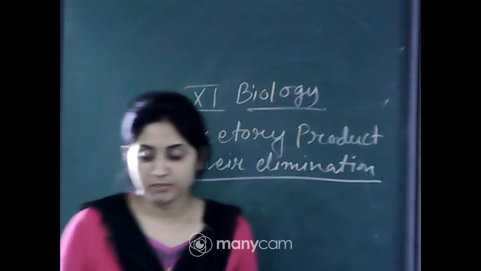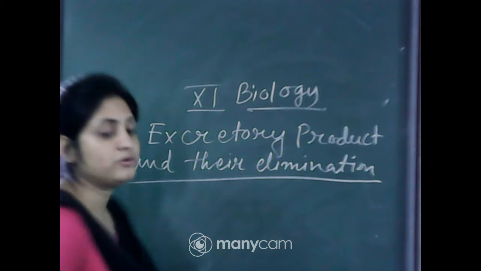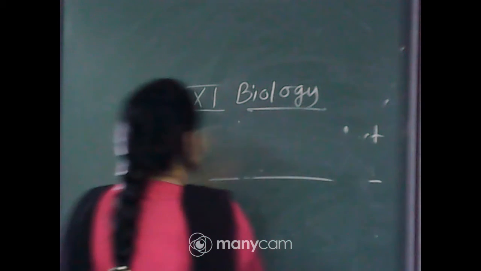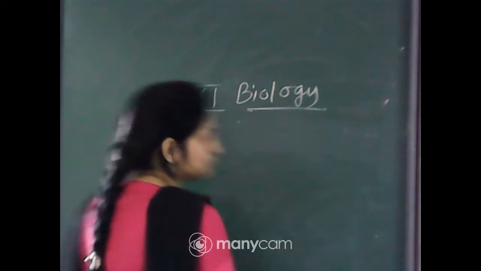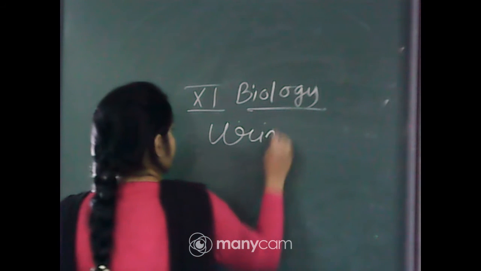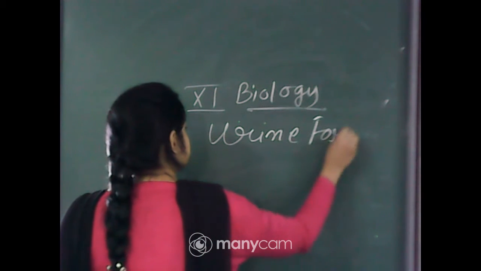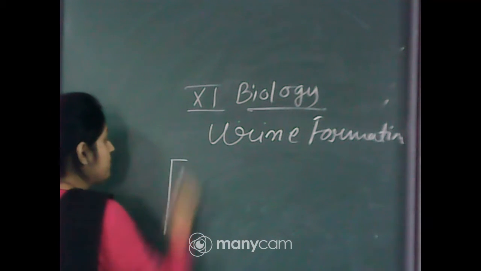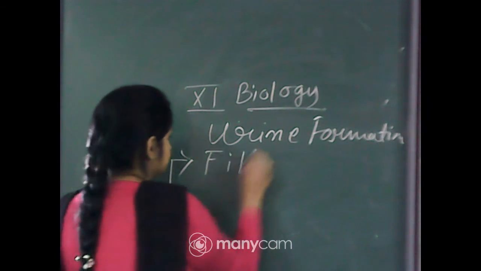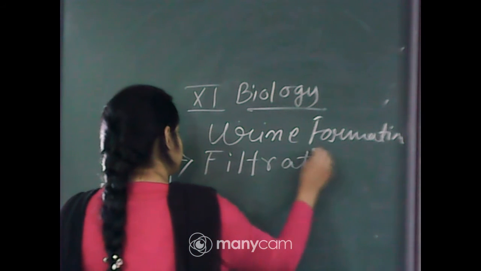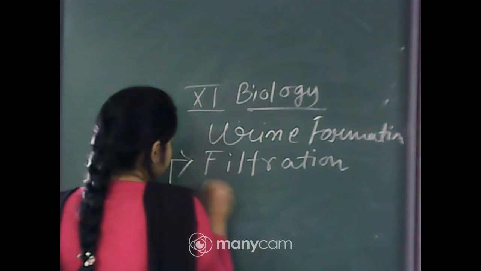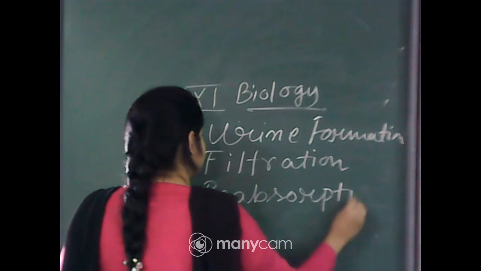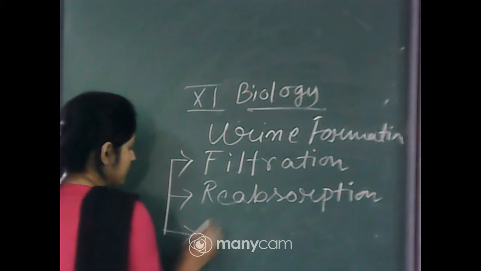Today we will discuss urine formation. So how does urine formation occur in the human body? Urine formation occurs basically in 3 steps. That is, first one, filtration. Second one, reabsorption. And third one, secretion.